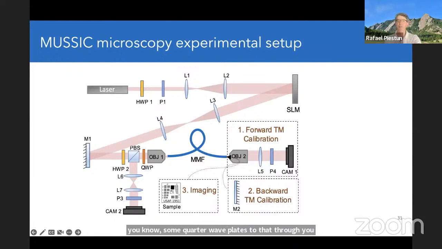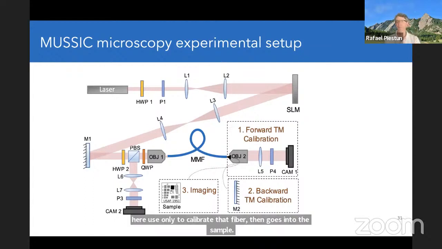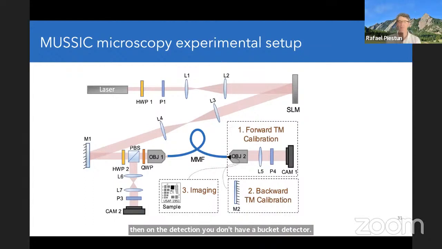You have a calibration system here, which you use only to calibrate. That fiber then goes into the sample. But then on the detection, you don't have a bucket detector, you have a camera. And this camera, you need to collect, in principle, amplitude and phase. Or you can get the intensity and then recover the phase. With that, you can do phase conjugation and refocus the image.